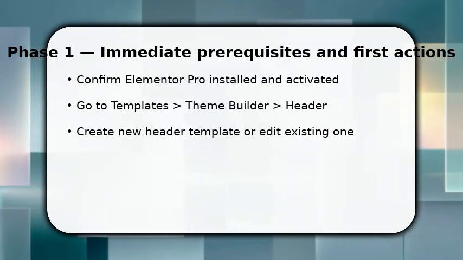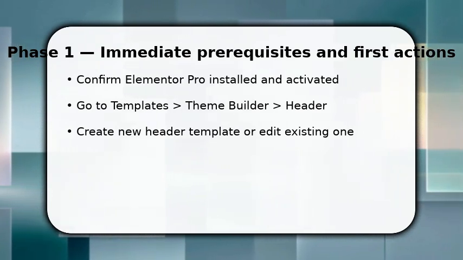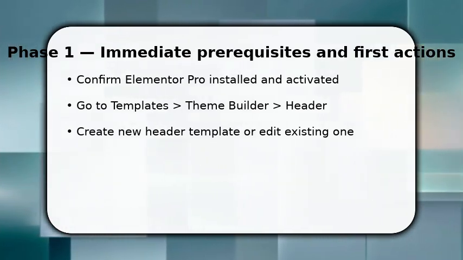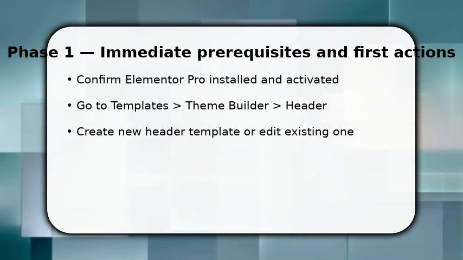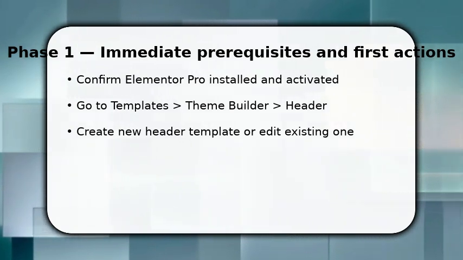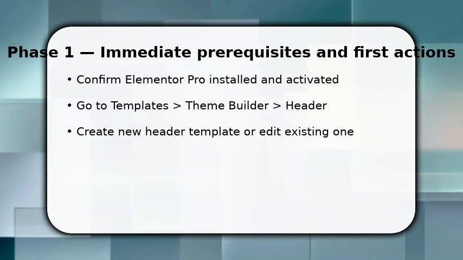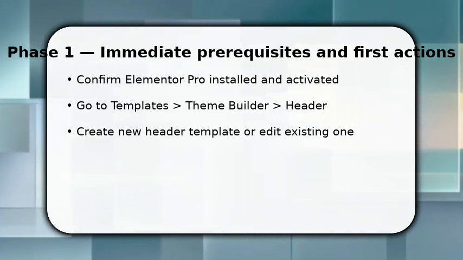You start by opening WordPress and confirming Elementor Pro is active because the menu widget requires it. Then go to Templates, Theme Builder, and select Header. Create a new header template or edit an existing one. This gives you a live canvas to place the menu.